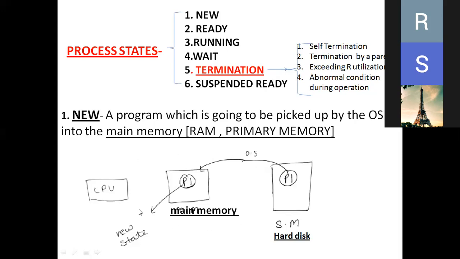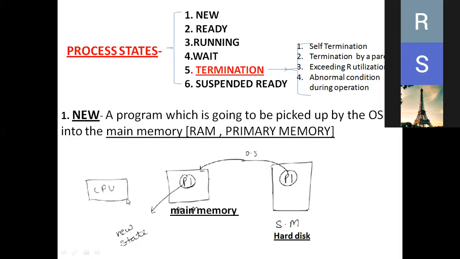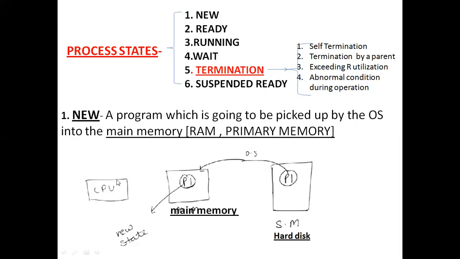For this, you can assume this particular diagram. What I have shown here is the CPU, the main memory, and the secondary memory. The secondary memory can be your hard disk, and here we have the RAM. RAM is also called the main memory, and here we have the CPU. The CPU is aware of only the existence of the main memory. If any program is staying in the main memory or the RAM, that particular process can be executed on the CPU.